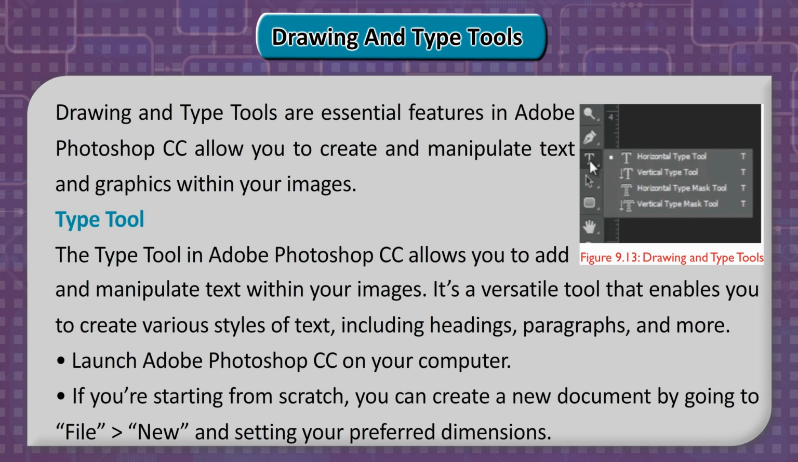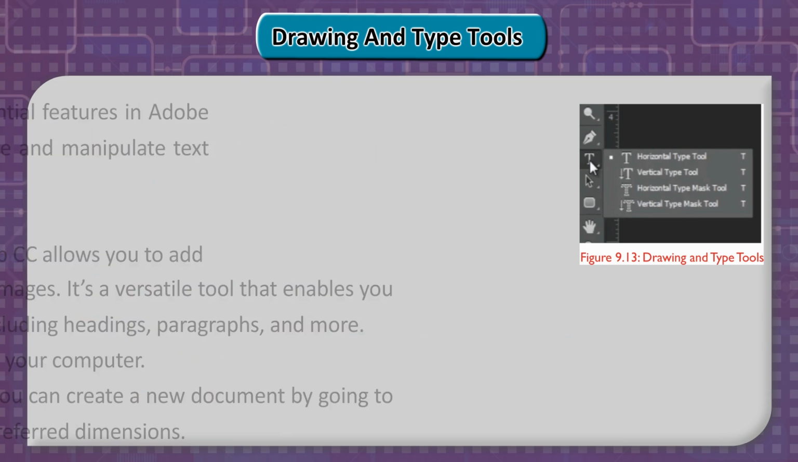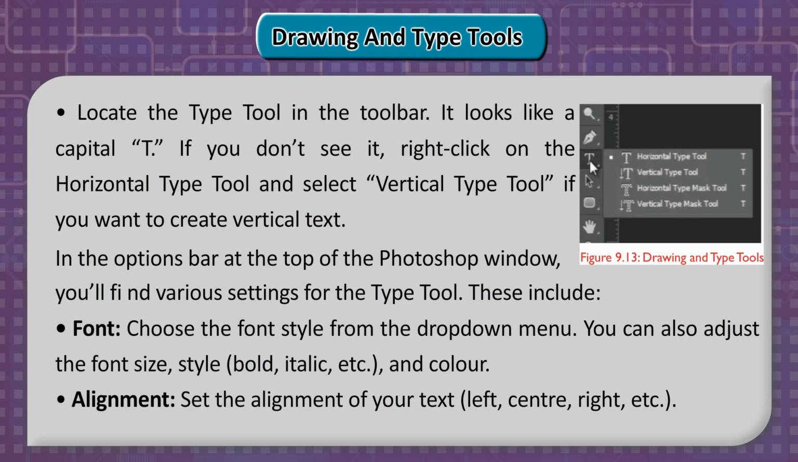Launch Adobe Photoshop CC on your computer. If you're starting from scratch, you can create a new document by going to File > New and setting your preferred dimensions. Locate the Type tool in the toolbar. It looks like a capital T. If you don't see it, right-click on the horizontal Type tool and select Vertical Type tool if you want to create vertical text.